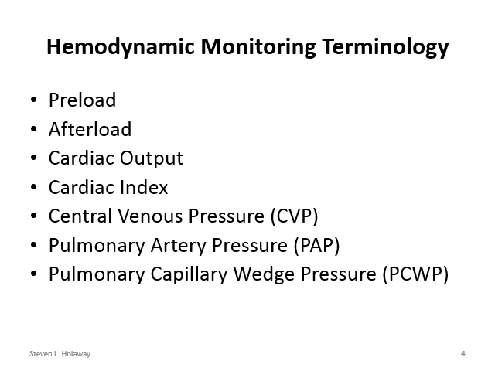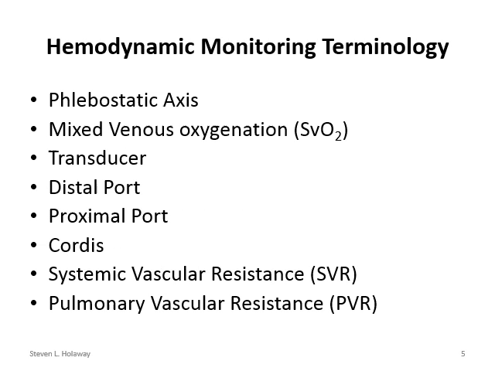Terms that you need to be familiar with, if you're not already, include preload, afterload, cardiac output, cardiac index, central venous pressure, CVP, pulmonary artery pressure, or PAP. Pulmonary artery pressure is measured as systolic, diastolic, and mean pressures. Pulmonary capillary wedge pressure, or PCWP. We will discuss most of these as we go through this lecture.